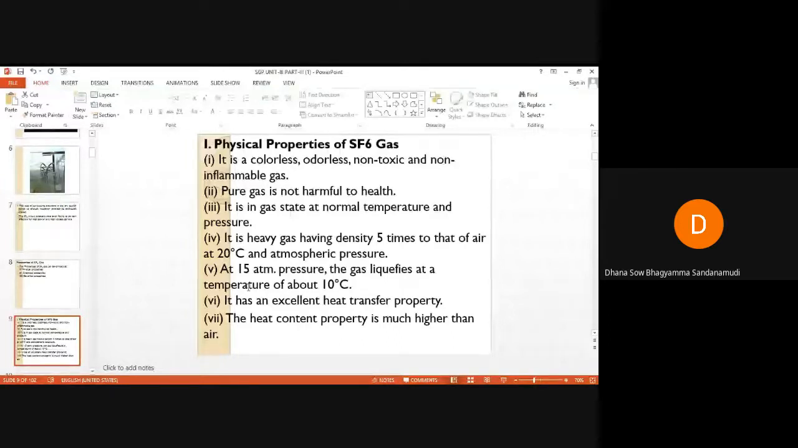This liquefying temperature, the temperature at which the gas will convert into liquid, depends on the pressure. So at 15 atmospheric pressure, the gas will liquefy at a temperature of around 10 degrees Celsius. It is observed that at 15 atmospheric pressure, the gas will liquefy at a temperature of around 10 degrees Celsius.